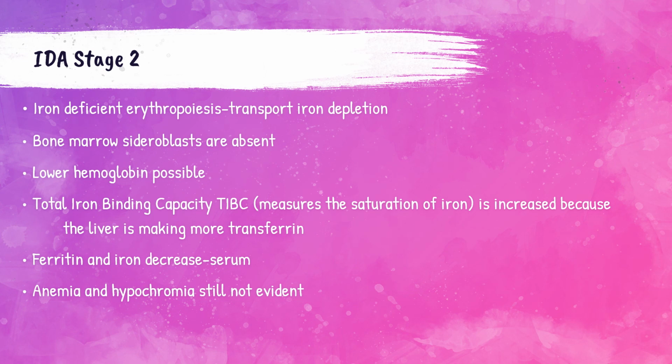At the second stage, remember we have no more iron stores from stage 1, and this causes an iron deficient erythropoiesis. So iron is required for heme, and heme is required for hemoglobin. This can't be made if there is no iron. So ferritin and iron are going to be decreased in the serum. The bone marrow, if a bone marrow biopsy is performed, of course, has no sideroblasts. And sideroblasts are erythroblasts, so baby red blood cells that are iron engorged. The patient's hemoglobin will start to lower a bit, but anemia and hypochromasia are not present yet. Total iron binding capacity, or TIBC, is the measurement of the saturation of iron. This will be increased in stage 2 of IDA. This is because the body is trying to make more transferrin to help transport iron to help the body maintain itself.